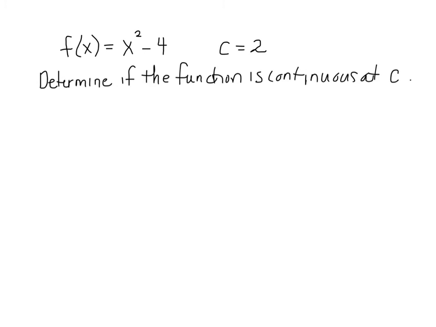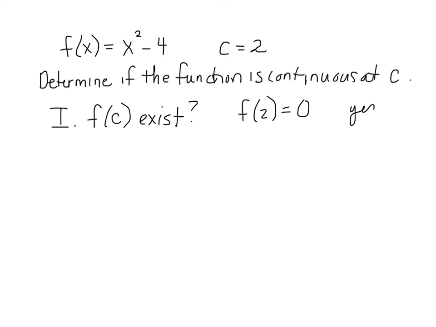So here's an example using the continuous function definition. We have a function, f of x is x squared minus 4. C is 2. So we're trying to determine if the function is continuous at C. The first part of the definition asks, does f of C exist? We look at the function, and we see that f of 2 is equal to 4 minus 4, which is 0. So does it exist? Yes.